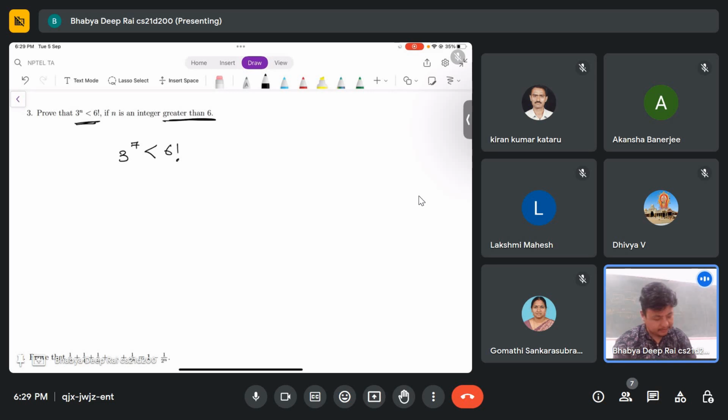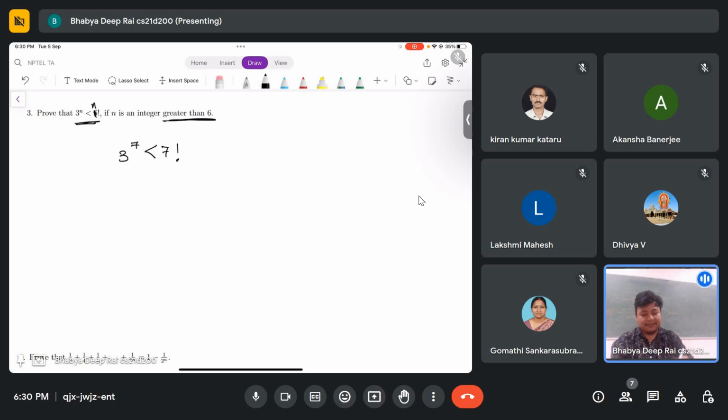Oh, wait, there's a problem here. What is the problem? It shouldn't be 6 factorial. How can it be? This is a constant. This is n factorial. I think this is n factorial. Yeah, sorry. This is always less than n factorial. You need to prove this statement.